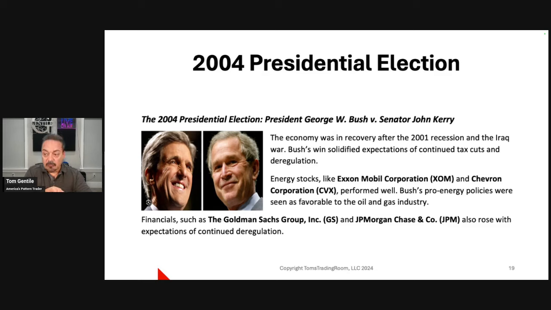We had deregulation happening. And we had the older energy stocks like Exxon and Chevron performing very well because of the pro-energy policies during the Bush administration. And also financials did well. Goldman Sachs and JP Morgan are just a couple that did very well under the Bush term.